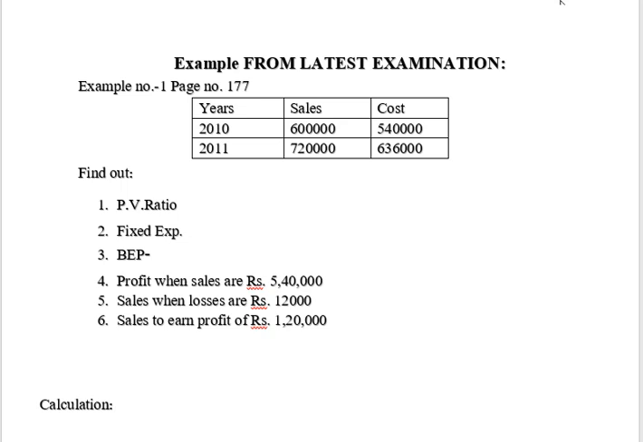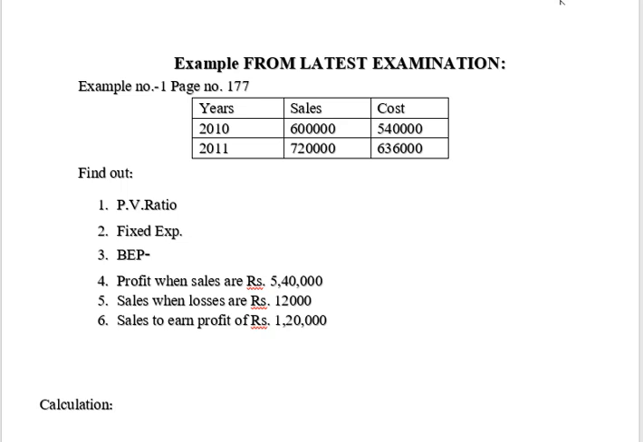So friends, from the above information you find out: number 1, PV ratio; number 2, fixed expense; number 3, break even point; number 4, profit when sales are rupees 5 lakhs 40,000; number 5, sales when losses are rupees 12,000; and in the last, number 6, sales to earn a profit of rupees 1 lakh 20,000. You can see here are only 2 years of sales and cost, and you find out the below points.